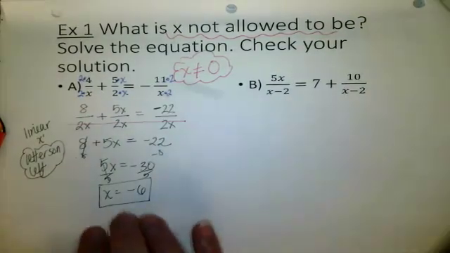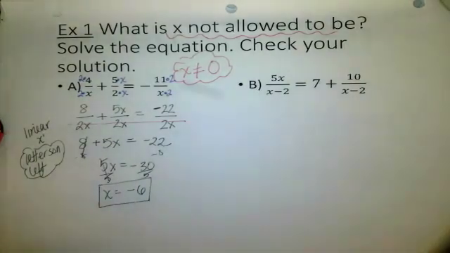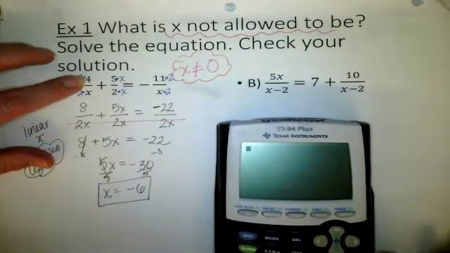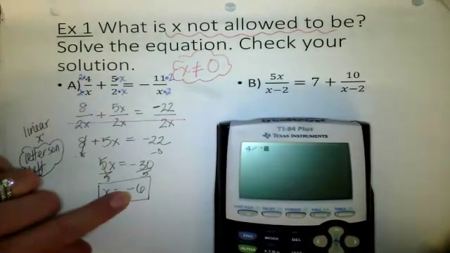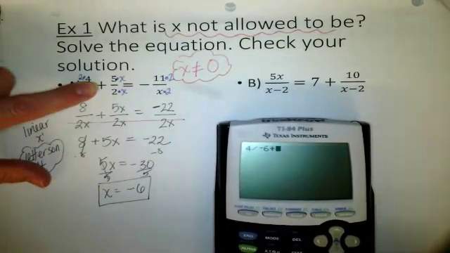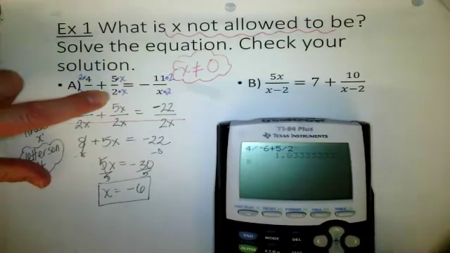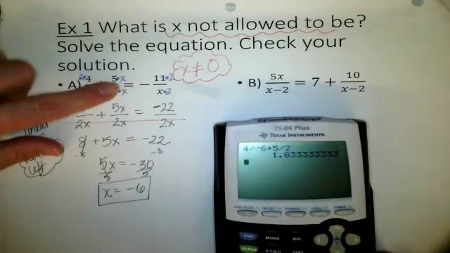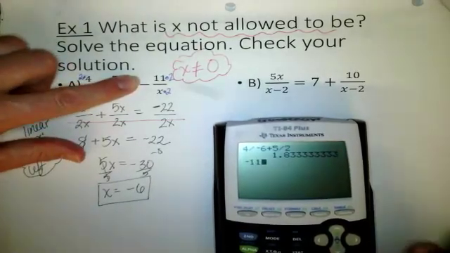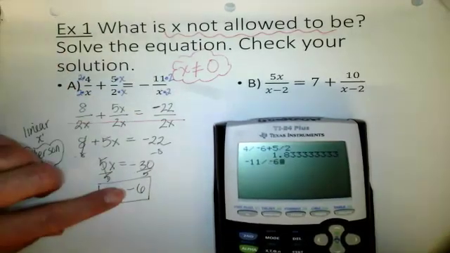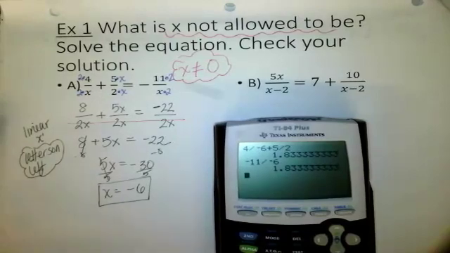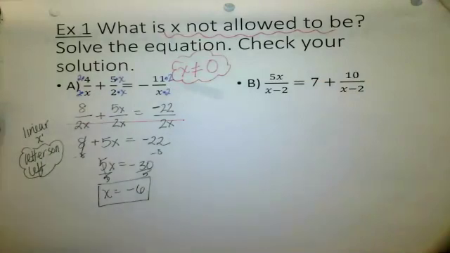This number should work. If I wanted to check this, I could plug it back into my original equation. I would do 4 divided by my negative 6 plus 5 divided by 2, and that left-hand side has a decimal value of 1.833. I'm going to compare it to the right-hand side. Negative 11 divided by the x value, which was negative 6, also has that same value. So the left and the right side have balance. Okay, so we can check that way if you wanted to, but most of the time it should work just fine.